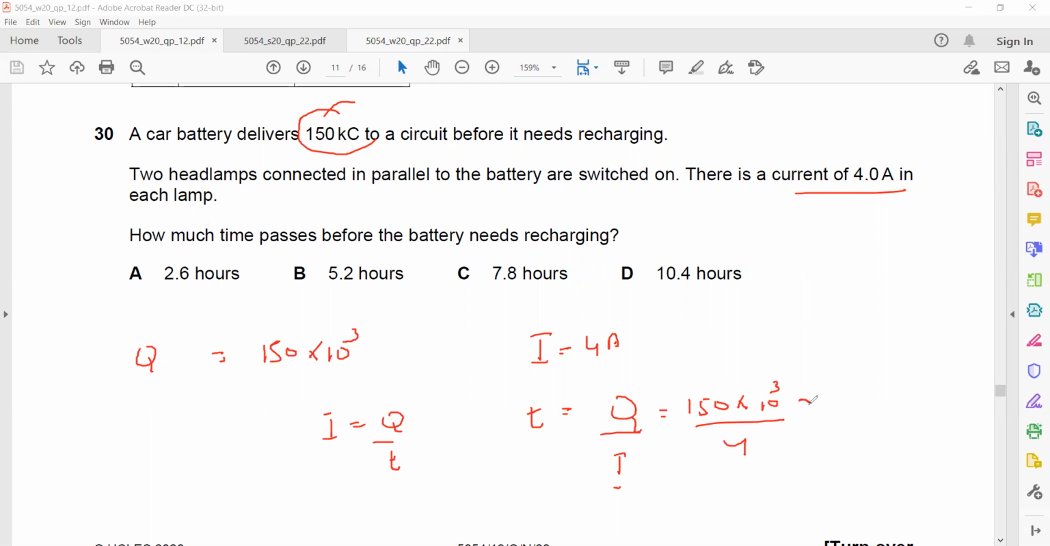This answer is in seconds: 150 divided by 4 gives 37.5 times 10 to the power 3 seconds. All the options are in hours, so we have to divide by 60 to convert into minutes, and then further divide by 60 to convert into hours. So the correct answer for question number 30 will be B, 5.2 hours.